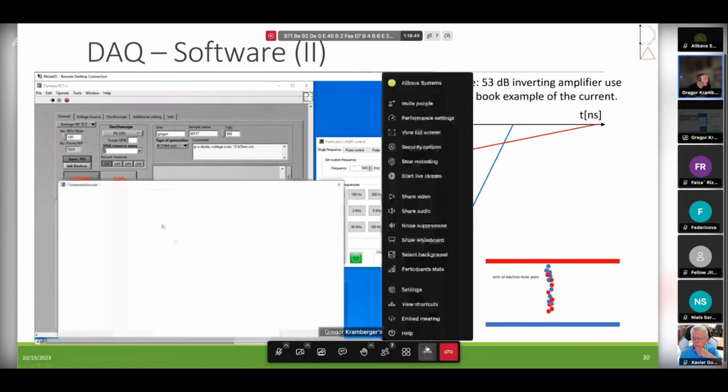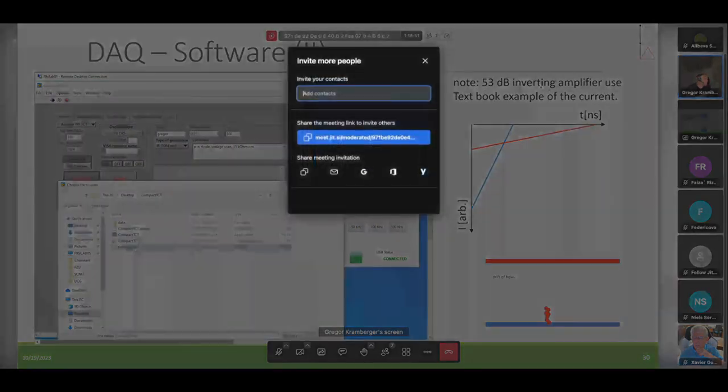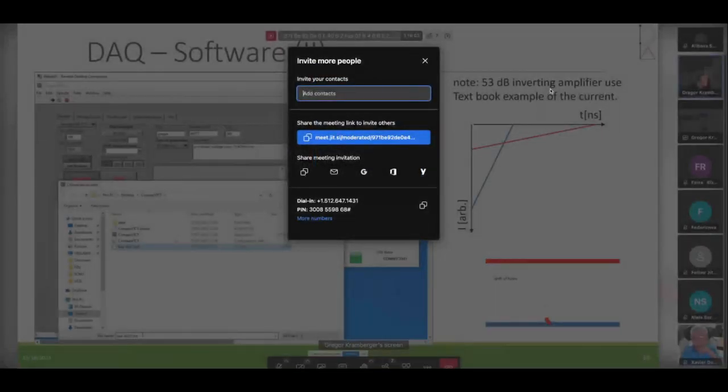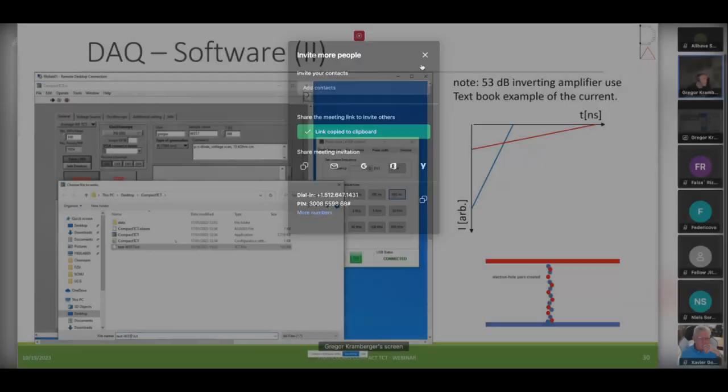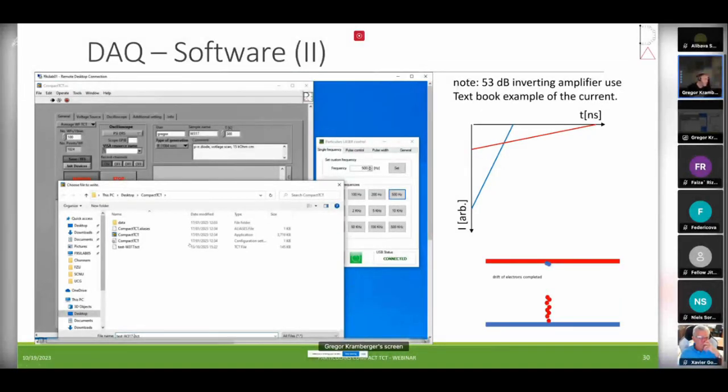And of course, then you save the measurements, you select the name for the file. This is all standard, right? So, okay.